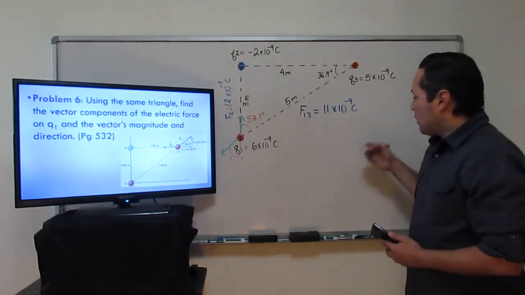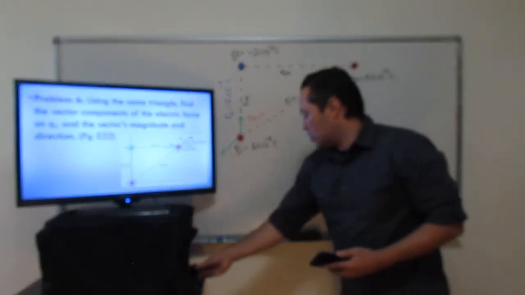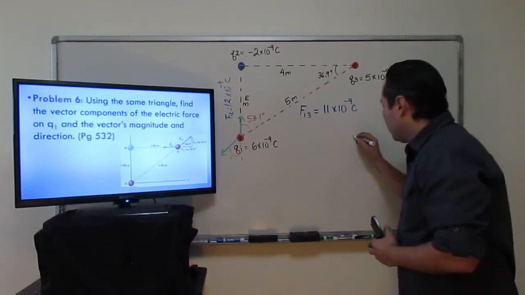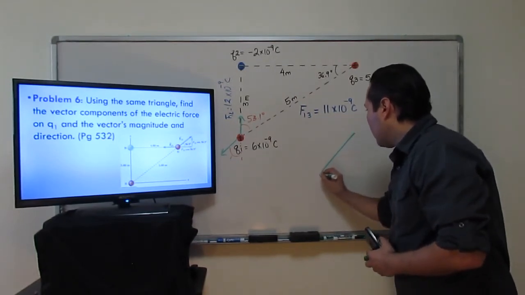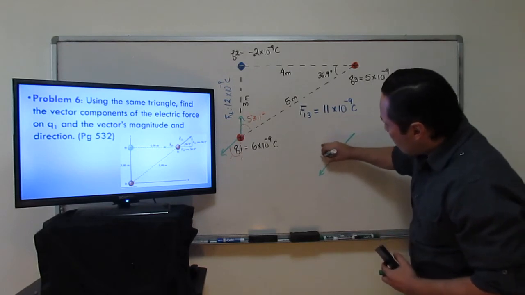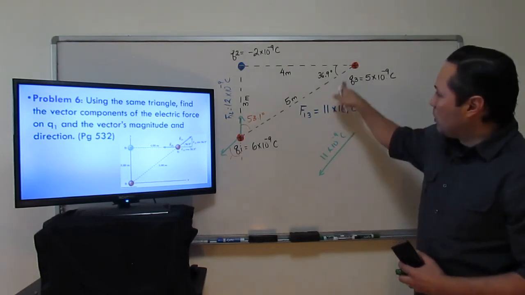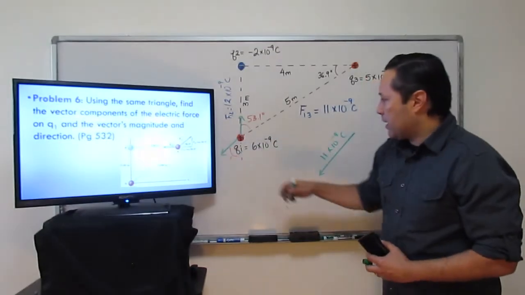So now, let me go ahead and zoom in on that section a bit and redraw it. So here we have our green arrow, and it has a value of 11 times 10 to the negative 9 coulombs. We know what that is, and we're looking at that arrow.